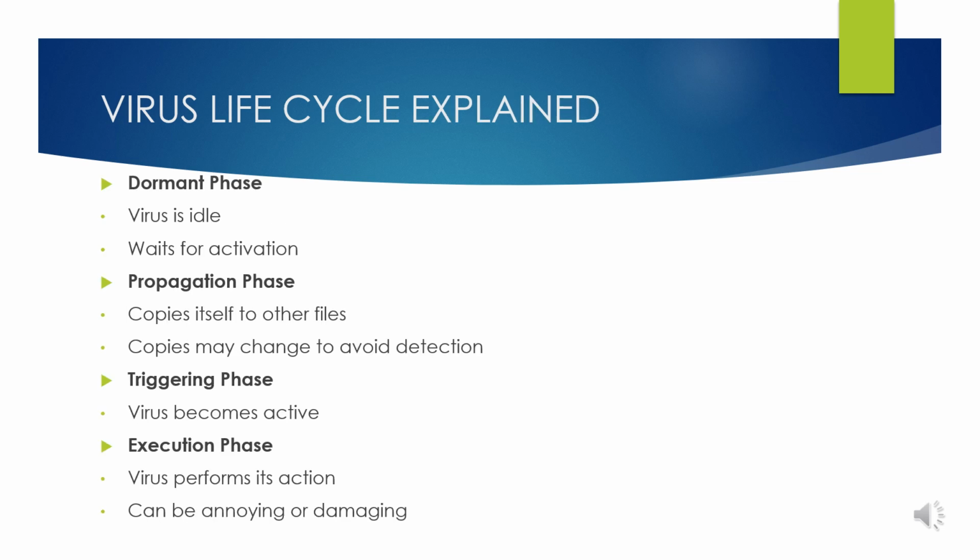Dormant phase. The virus is inactive. It is hidden inside the system and does nothing. Propagation phase. The virus starts copying itself to other files and locations. Triggering phase. The virus becomes active when a condition is met. Execution phase. The payload runs and damage happens. Simple summary: hide, spread, activate, attack.